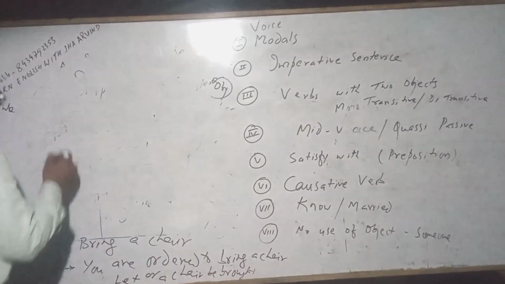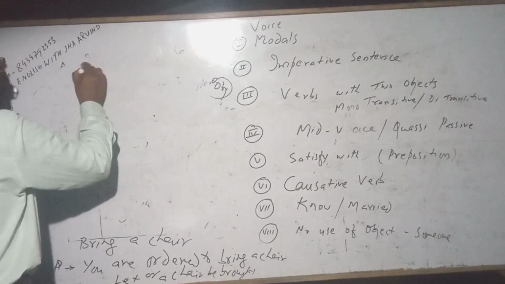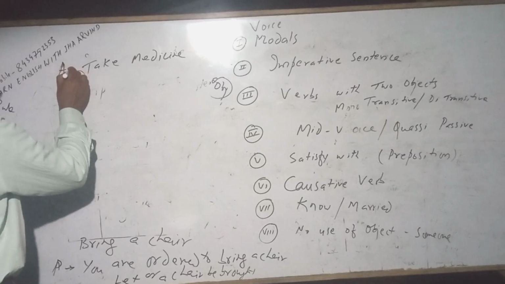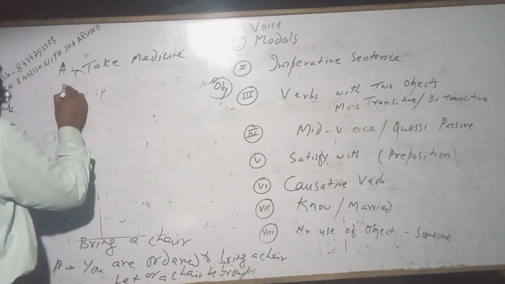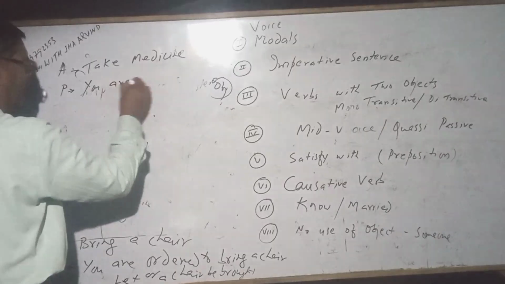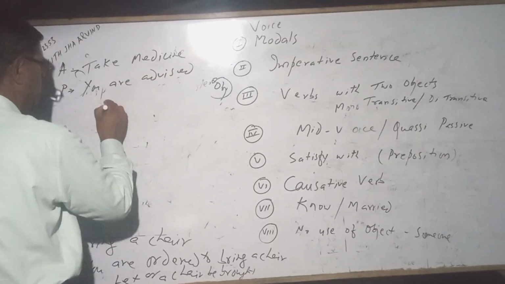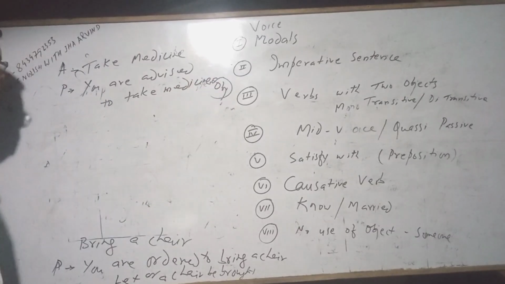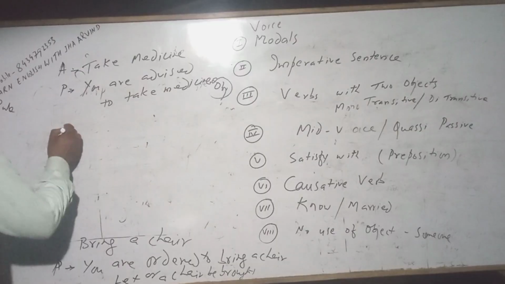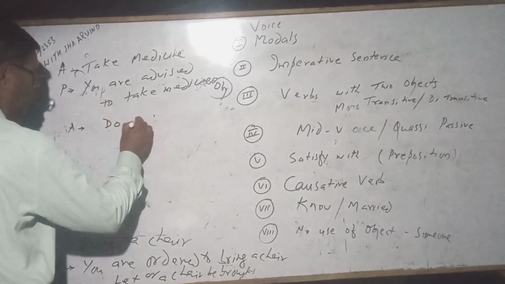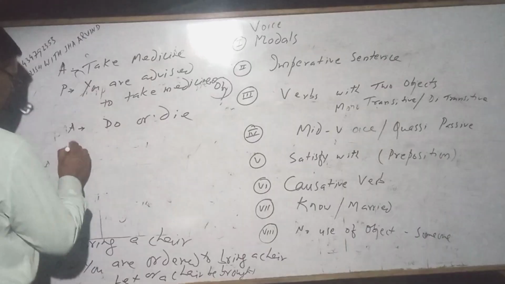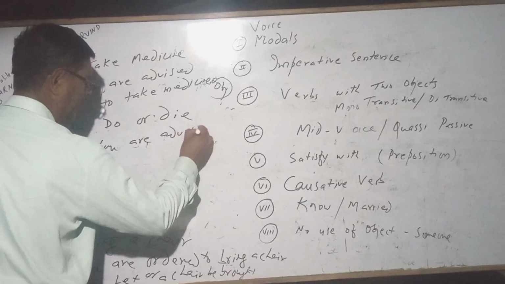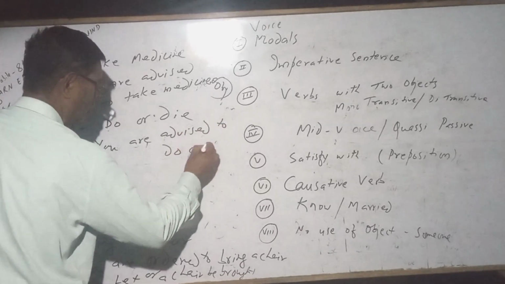Okay, look here. For example, if you get some advice, take medicine. Okay, it is here in active voice. You are advised to take medicine. Look here. Okay, another sentence. Do or die. Passive: You are advised to do or die.